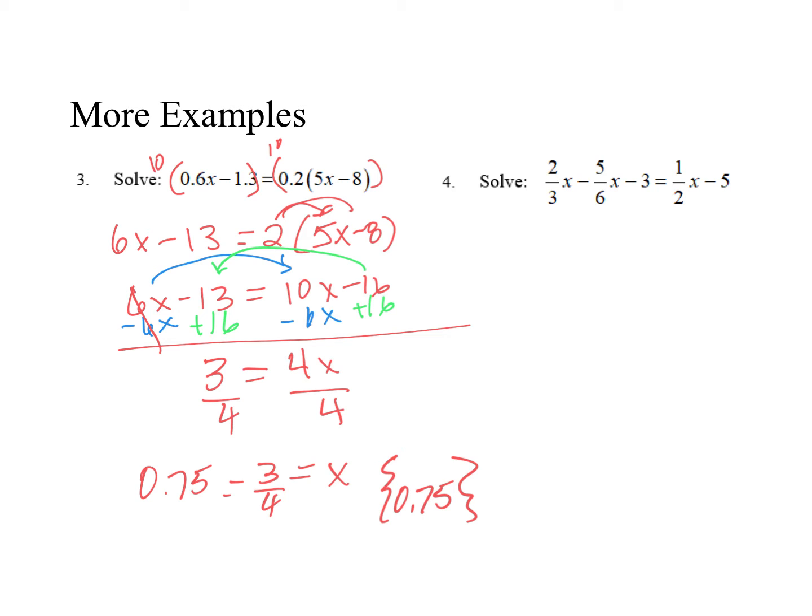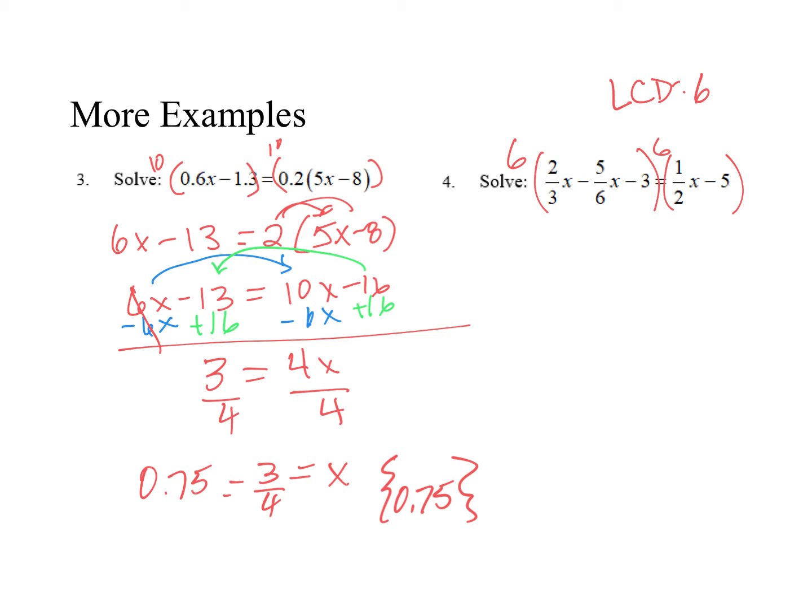Okay? So we're going to do something very similar with the fractions. I'm going to look at what's called the least common denominator, or least common multiple. I'm looking at 3, 6, and 2. So the least common multiple of those numbers is 6, because 3 times 2 is 6, 6 times 1 is 6, and 2 times 3 is 6. So that's my least common denominator. I'm going to multiply both sides by the number 6. What happens is it's going to eliminate my denominators.